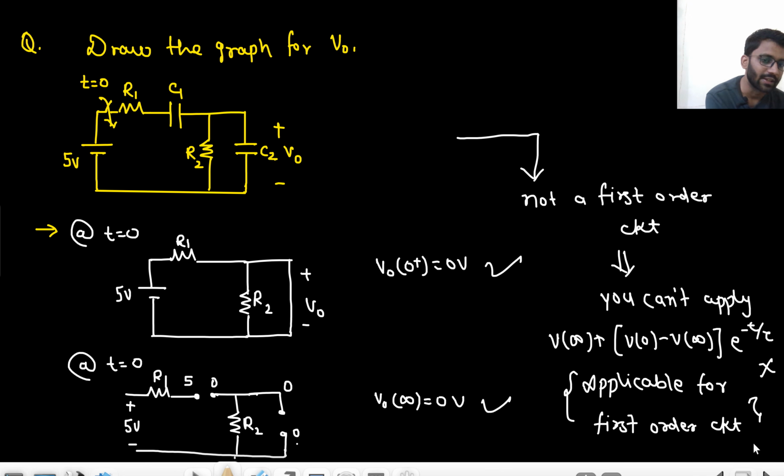Now how will you solve this circuit? No one will ask you. In the exam, if they ask, they will just ask you these problems. And in the interview, if they are asking, they just expect that you don't make the graph like this. You tell them this is a second order circuit, so I can't make the graph like this. Okay. Why is it a second order circuit? That also we need to see.